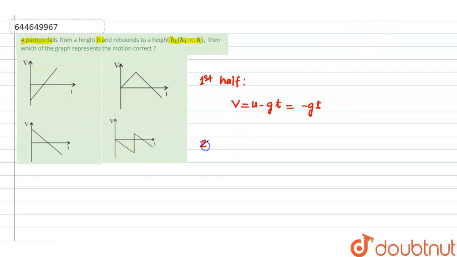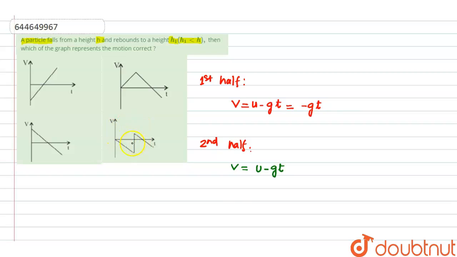Now in the second half, what will happen is, once the particle reaches the ground, it will change its velocity instantaneously. So for the second half, if you calculate the expression for velocity, it will be u minus gt. Now in this case, u is not negative, right? So this value of velocity will now become positive. So as soon as it hits the ground, its velocity will change instantaneously to a positive value.